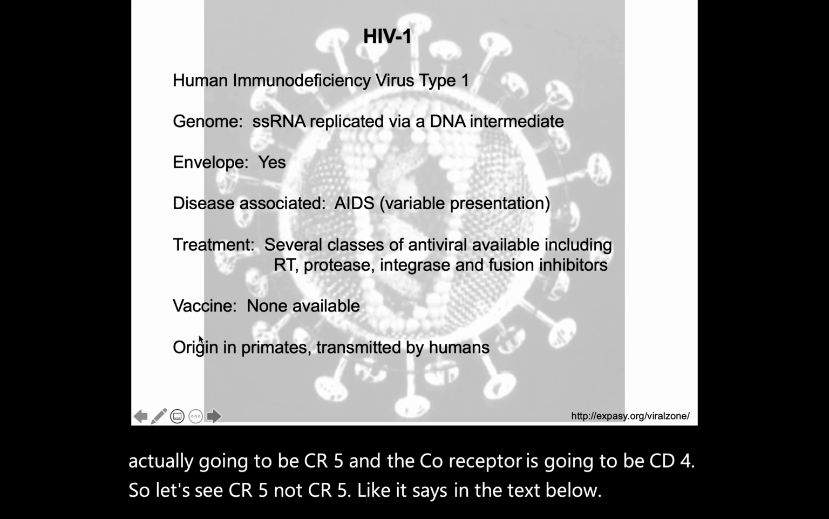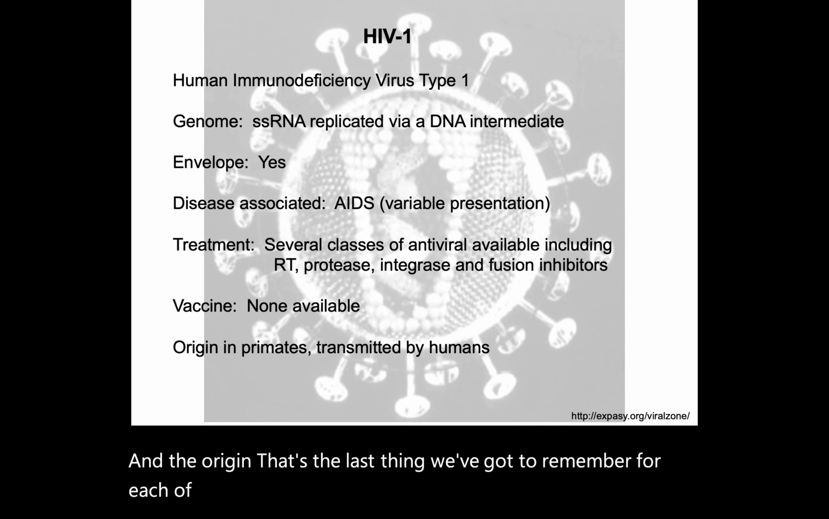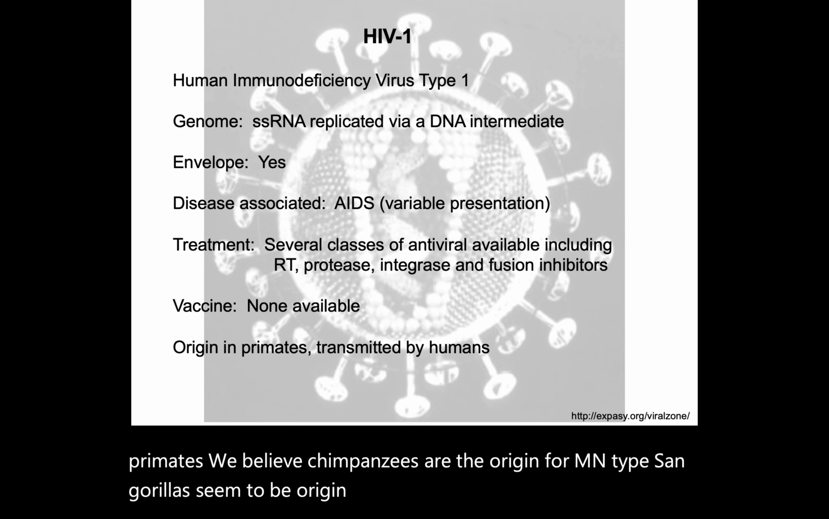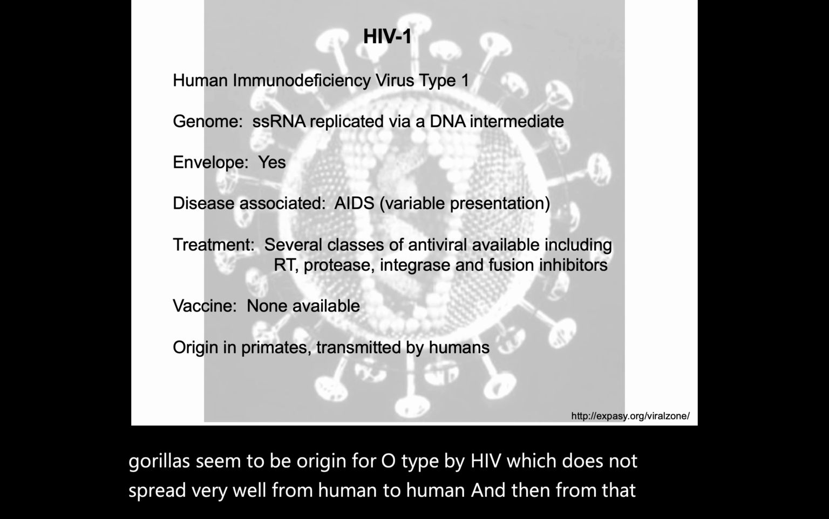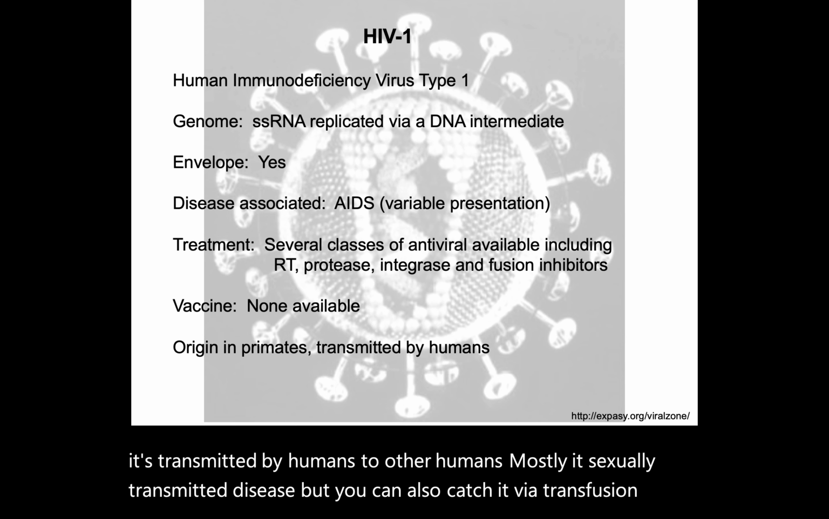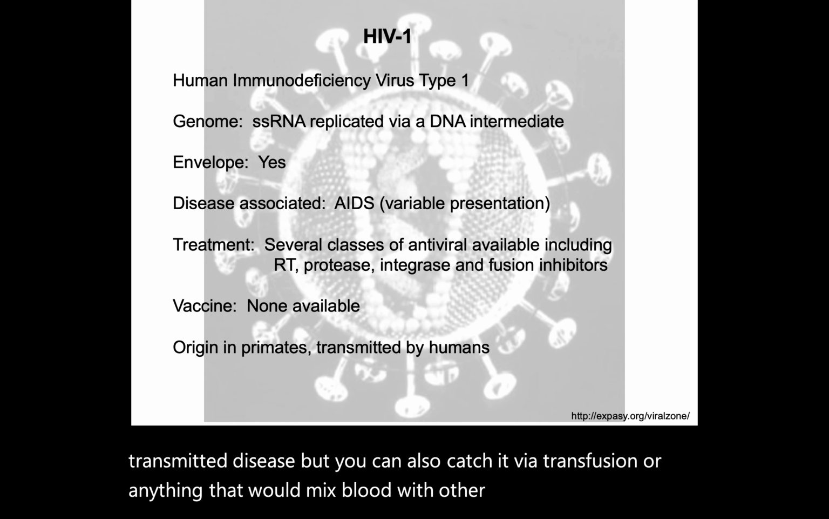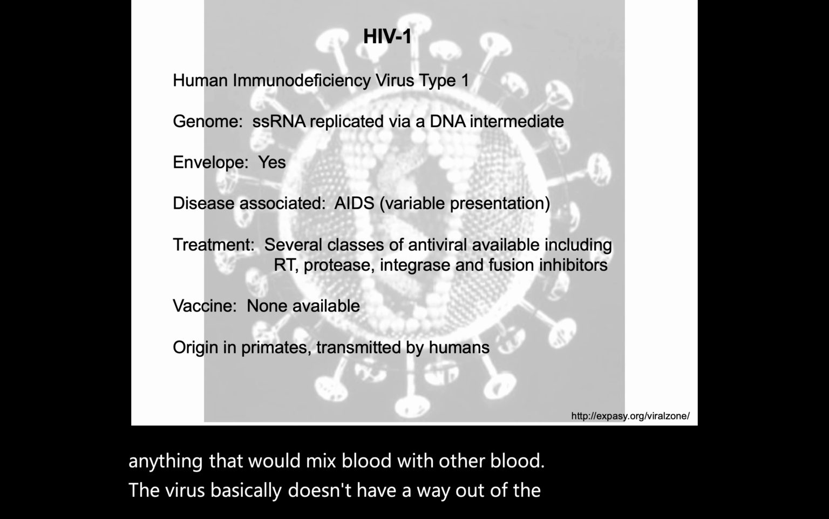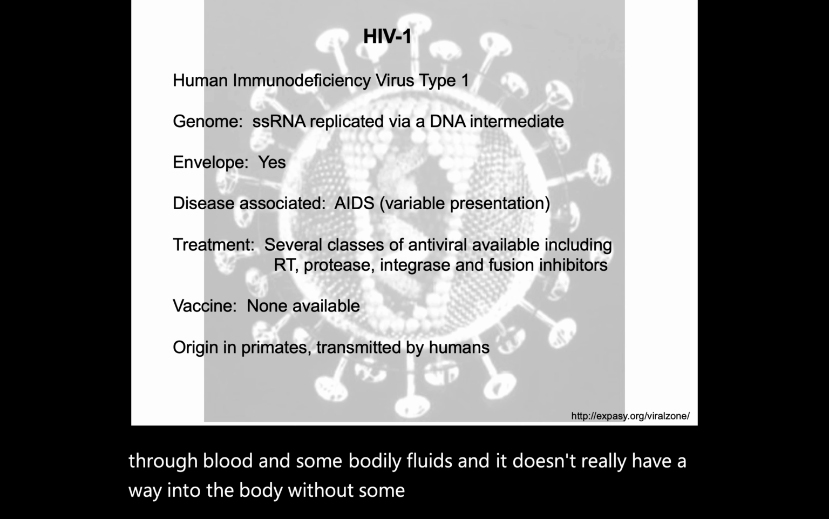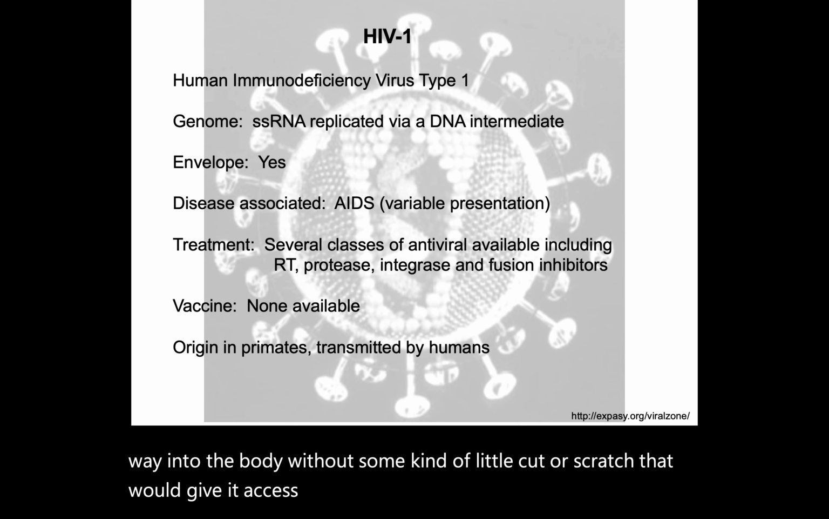And the origin, that's the last thing we've got to remember for each of these viruses. The origin is going to be in non-human primates. We believe chimpanzees are the origin for M and N types, and gorillas seem to be the origin for O-type HIV, which does not spread very well from human to human. And then from that point, it's transmitted by humans to other humans. Mostly it's a sexually transmitted disease, but you can also catch it via transfusion or anything that would mix blood with other blood. The virus basically doesn't have a way out of the body except through blood and some bodily fluids. And it doesn't really have a way into the body without some kind of little cut or scratch that would give it access to, again, the bloodstream.